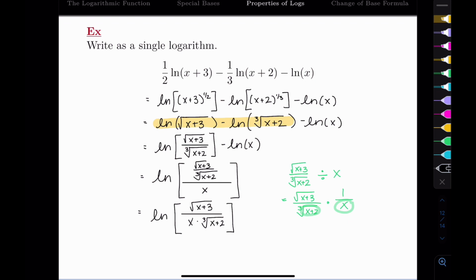Okay. So again, you really can kind of skip these intermediate steps. The positive thing stayed in the numerator. The negative pieces went to the denominator.